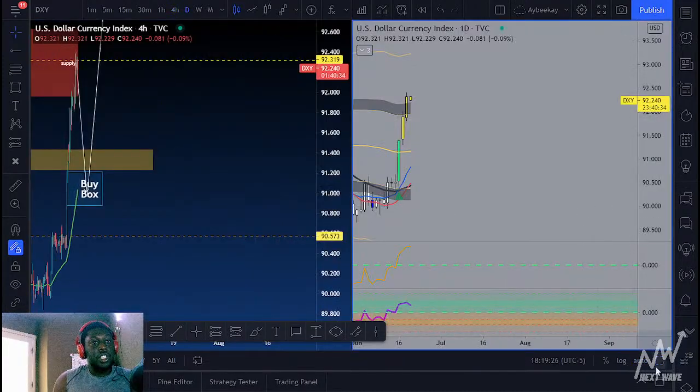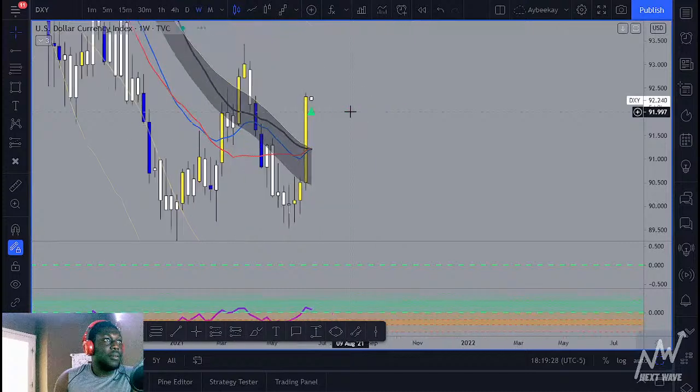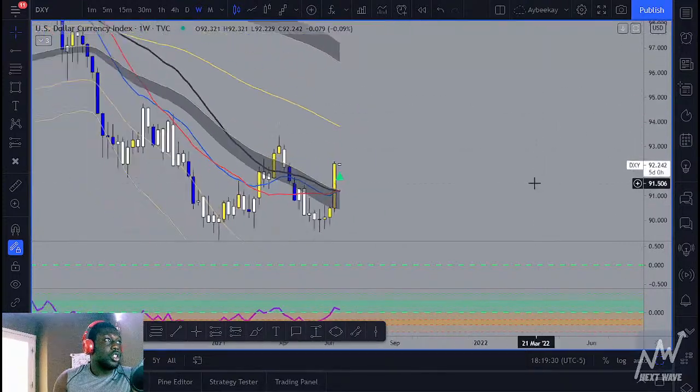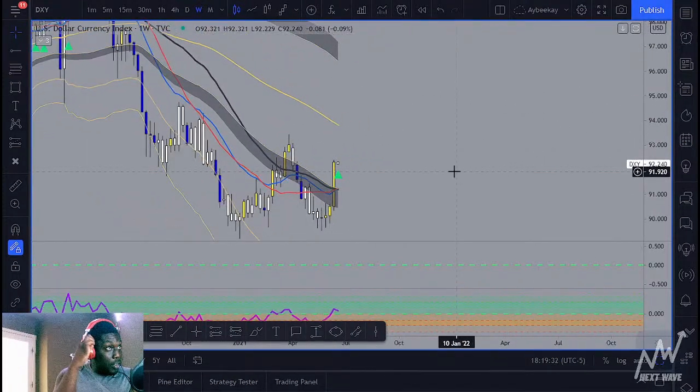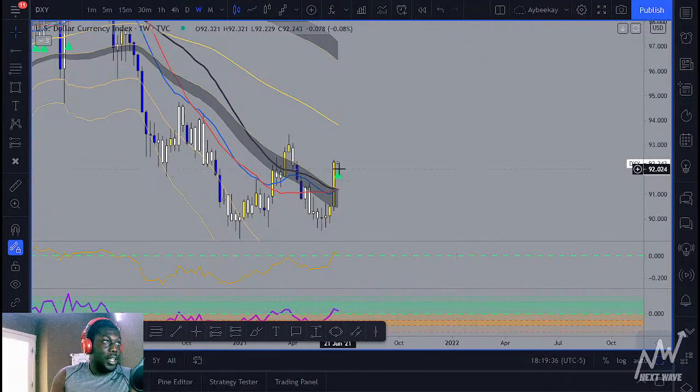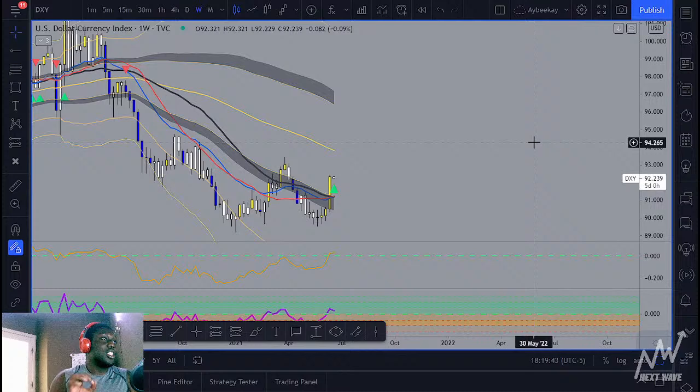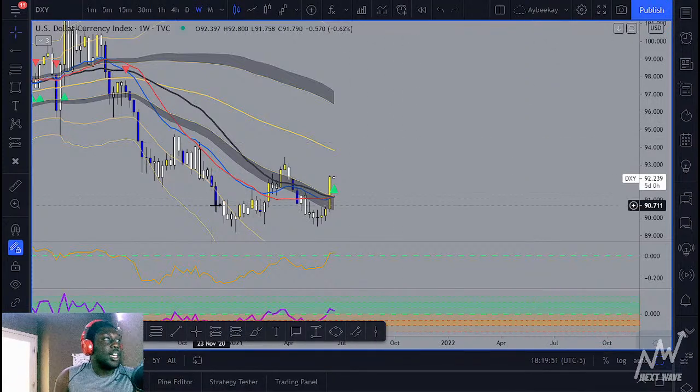Then arbitrage. Let me look at the weekly time frame. Yep, there we go. So on the weekly time frame, if this week closes bearish enough, let's say price ends up closing down at like 91.465, this buy is going to be called on the weekly time frame, which means I'm going to be very much bullish on the DXY.